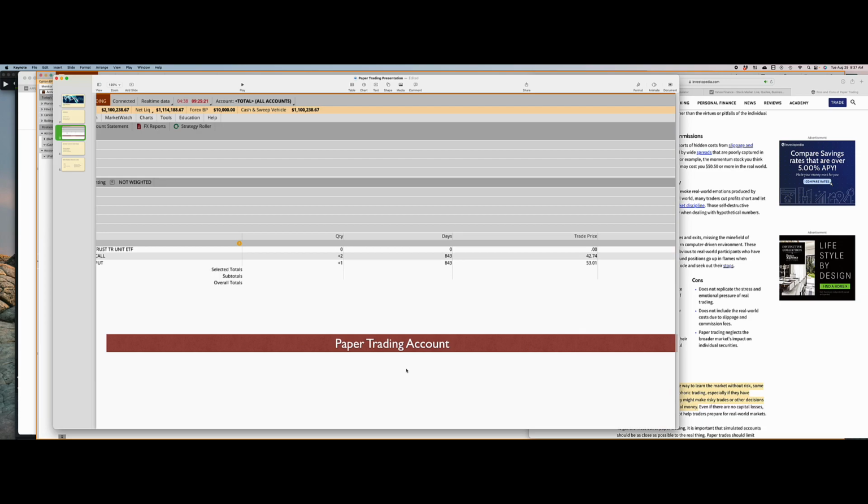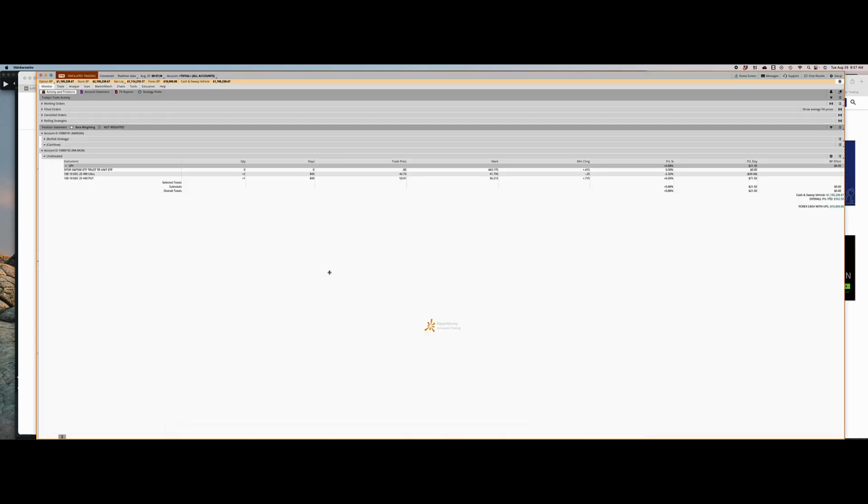So this is a paper trading account in ThinkOrSwim. I have TD Ameritrade, which is actually converting over to Schwab. They've been bought out by Schwab, but the ThinkOrSwim platform is not going away. I just took a screenshot, but this is what it looks like. So let's jump over to the broker account and take a look at it. Okay, so here it is.